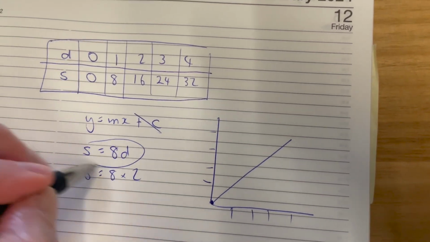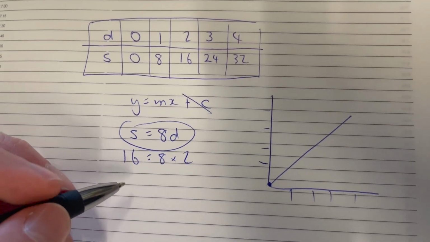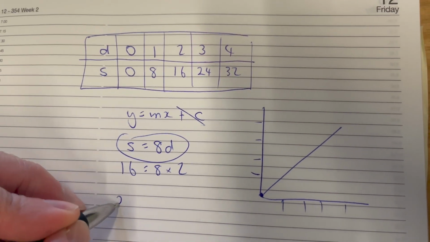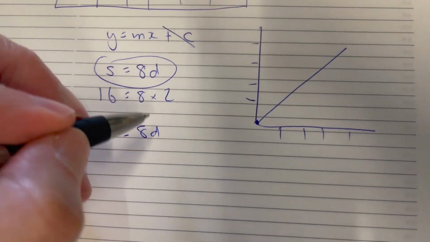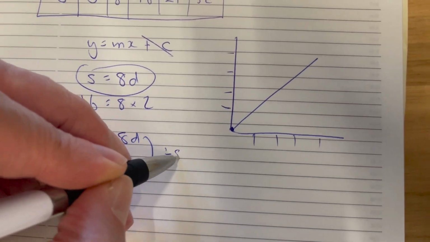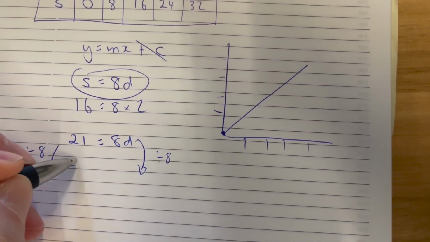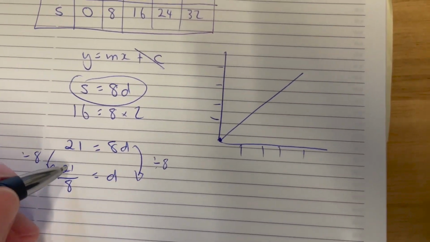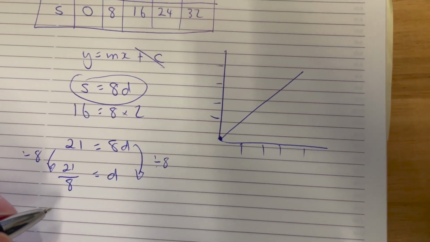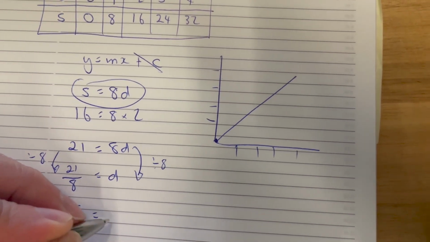So we know that that formula will work, and now we just have to substitute in the value they gave us, which was 21. So 21 equals 8d. We then divide both sides by 8, and we end up with 21 over 8 equals d. And then we can simplify this to become 2 and 5/8 equals d.